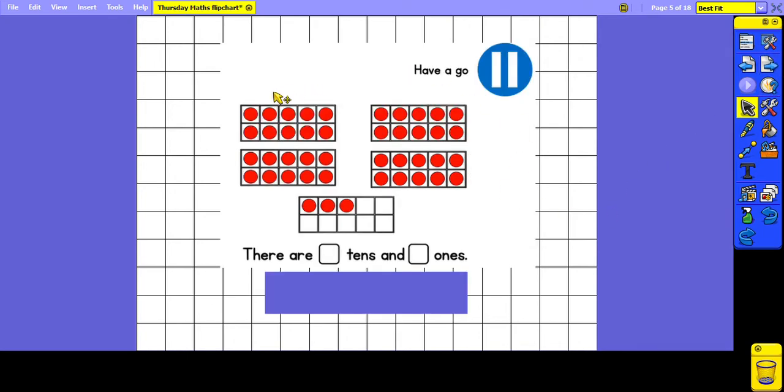And what we have got here are some different 10 frames which are representing a number. So we have got a certain number of 10s here and so many ones. So count up how many 10s you can see and how many ones. Pause the video now and have a go.